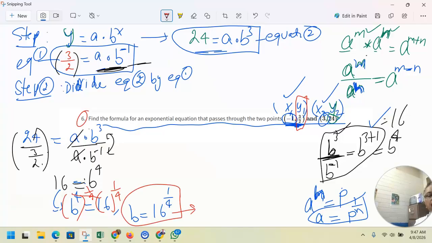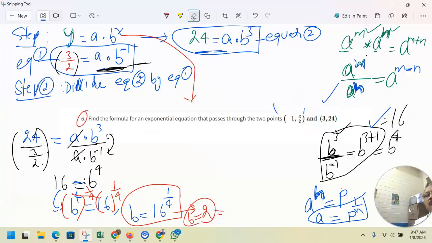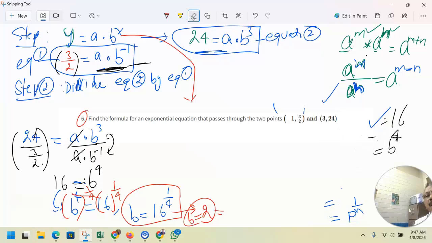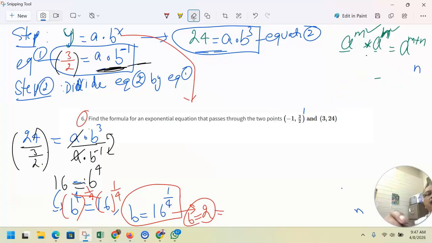Now use the calculator, which I already showed you. 16 to the 1/4, you get the answer 2. So your b is 2. Now this equation reduces to, let me clean all this. A lot of work here. These are a little hard because there's too much work to be shown. So this equation now will be y equals a times b, which is 2, so 2 raised to x.